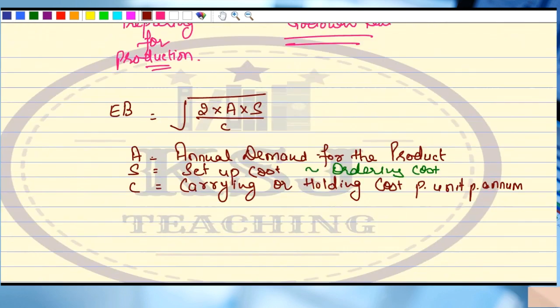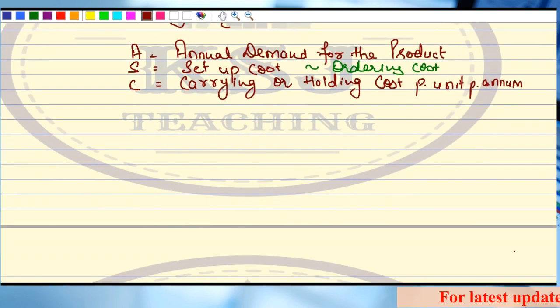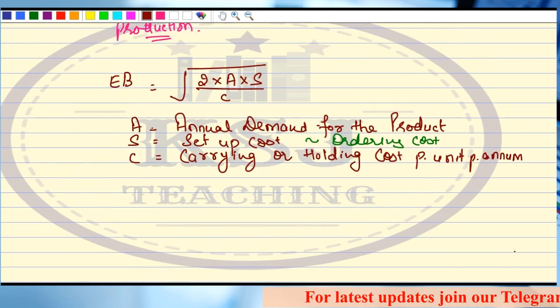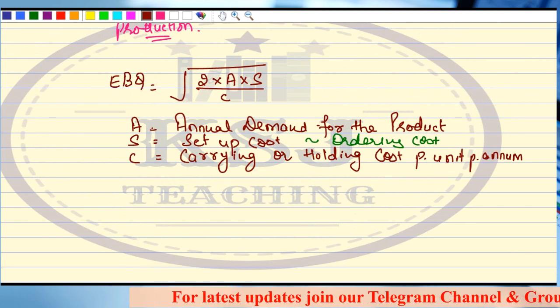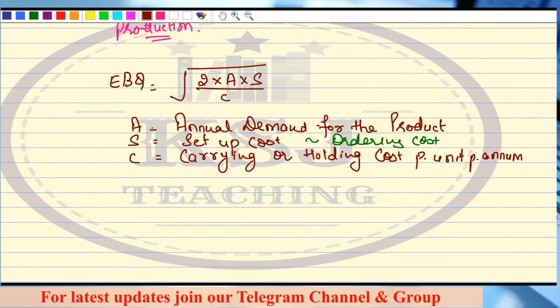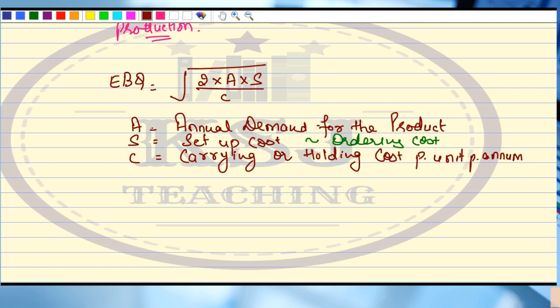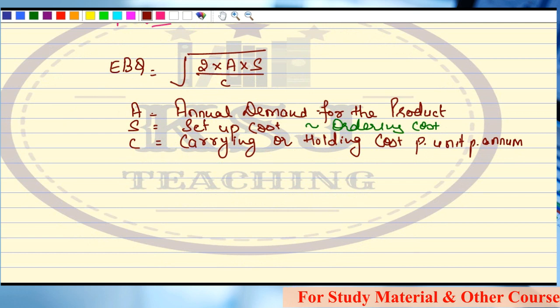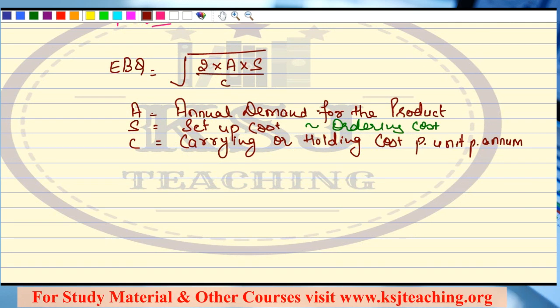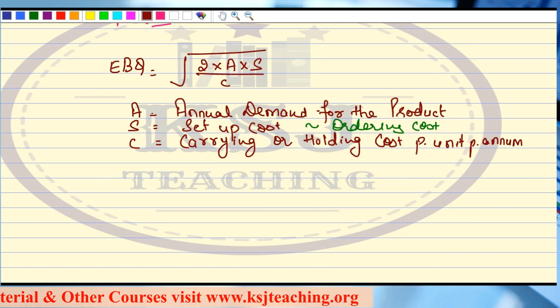Rest of the things will remain the same. If you want to calculate the number of setups, annual demand divided by EBQ will give you how many setups you will require. If you want to calculate the annual carrying cost, that will remain the same: EBQ divided by 2 multiplied by carrying cost per unit per annum. The type of questions and all the other concepts will remain the same.